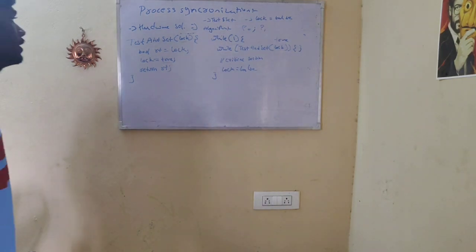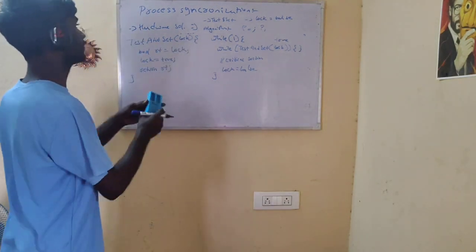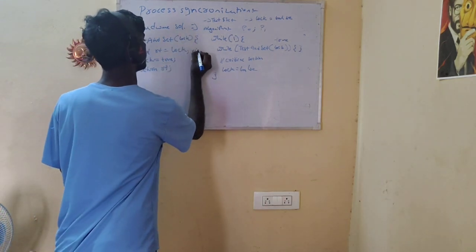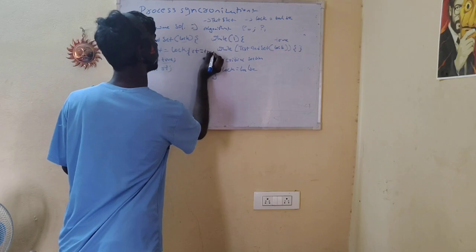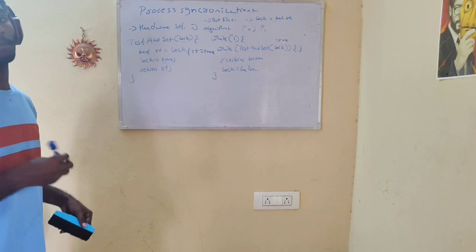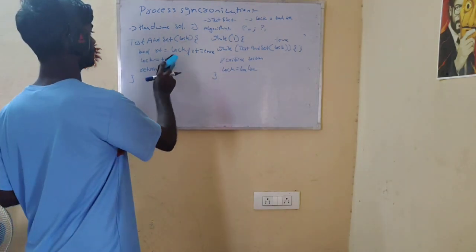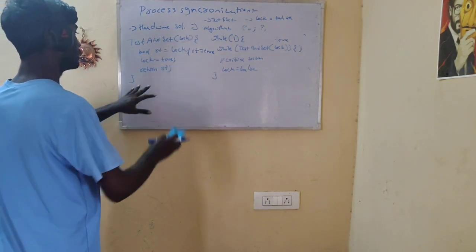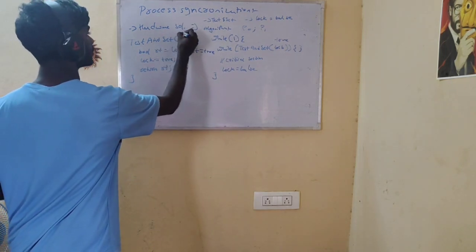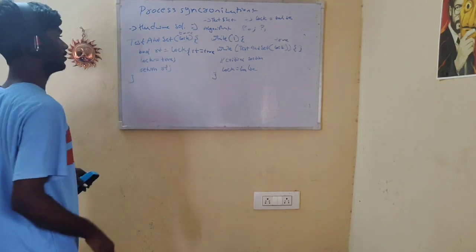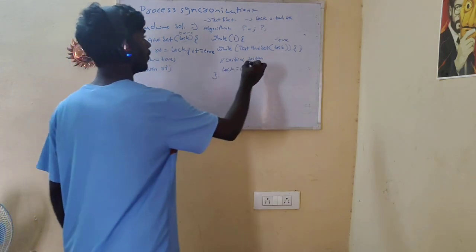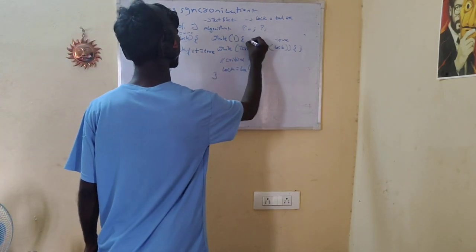When it enters the test and set function, RT will be set to true, and again we set the lock value to true, which happens every time. Because the initial lock value is true, that's recorded into the RT value, which is the value we are going to return. Now RT is returned, and what we get from this test and set function is true.